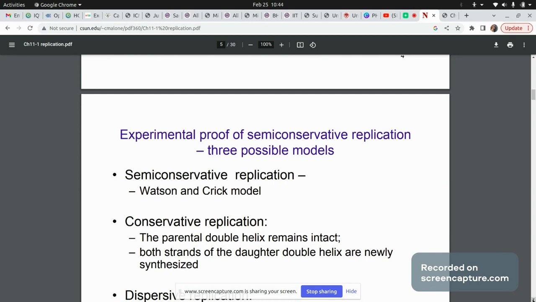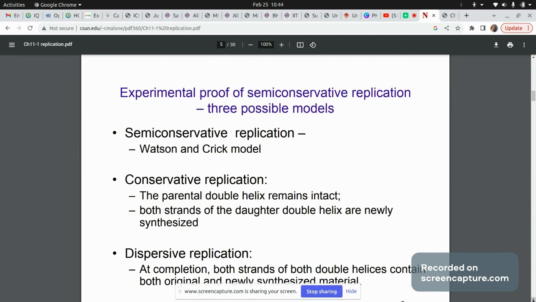Experimental proof of semi-conservative replication. There are three possible models: semi-conservative, conservative, and dispersive. First, semi-conservative replication. In this model, the two strands of DNA unwind from each other and each acts as a template for synthesis of a new complementary strand. This results in two DNA molecules with one original strand and one new strand. This is the correct mode of DNA replication in biological organisms.